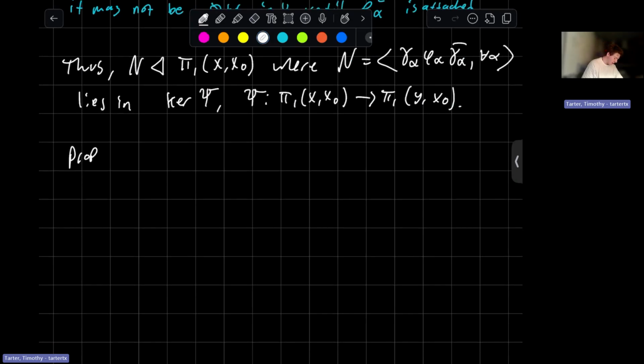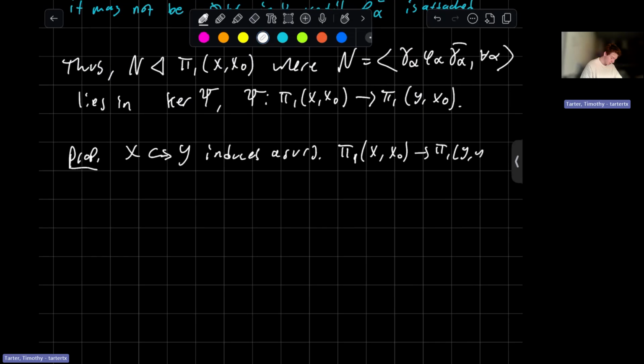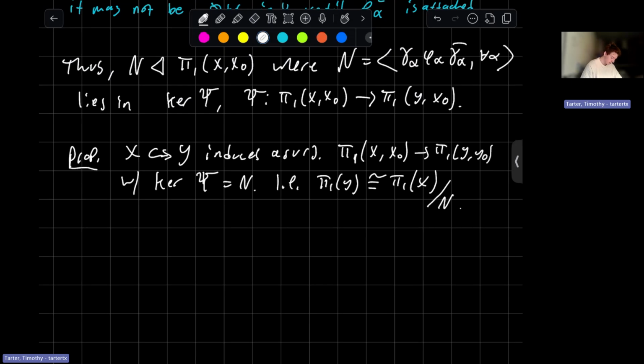So, proposition time. The inclusion X to Y induces a surjection pi 1 of X, x_0 to pi 1 of Y, x_0, with kernel equal to N, i.e. pi 1 of Y is isomorphic to pi 1 of X mod N.